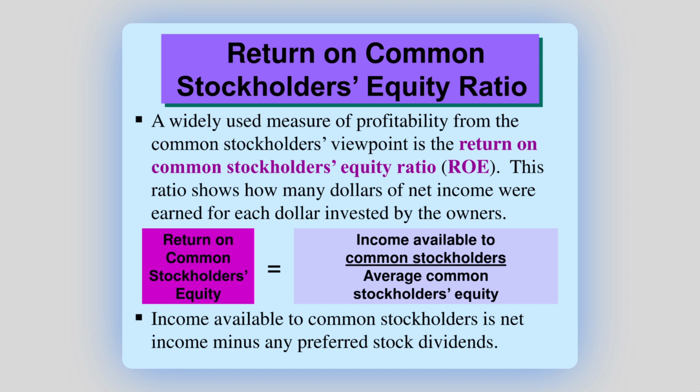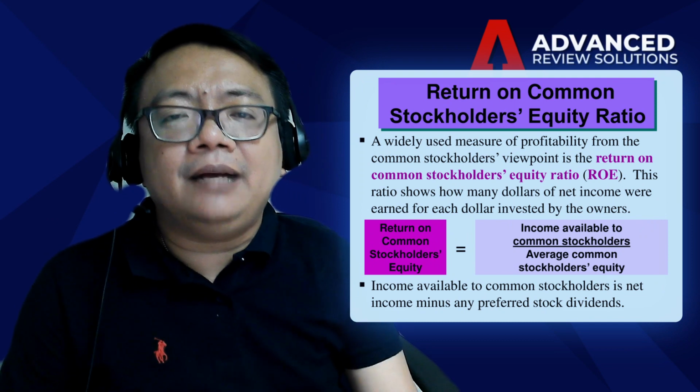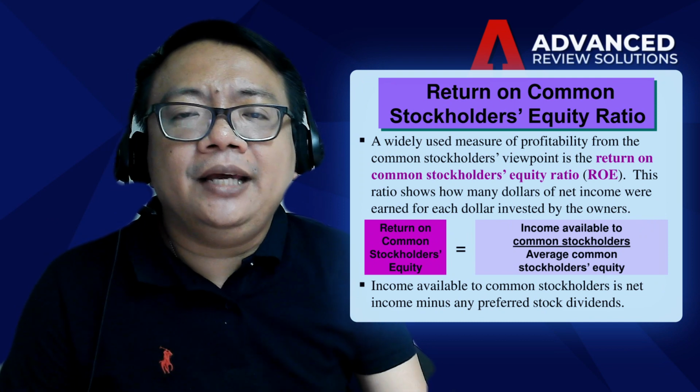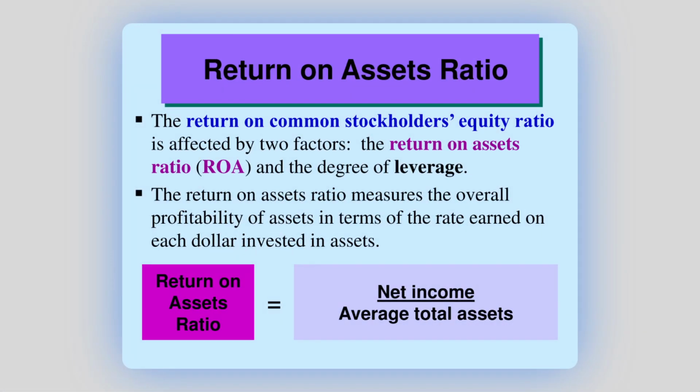Income available to common or ordinary shares divided by average common stockholders' equity. Okay? So, the income available to common stockholders is net income minus any preferred stock dividends. Sir, bakit po we will minus the preferred stock dividends? Kasi nga, ang may-ari niyan ay ordinary shareholder. Okay? You have also your return on assets naman.